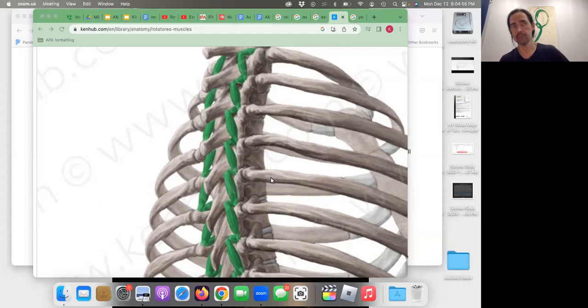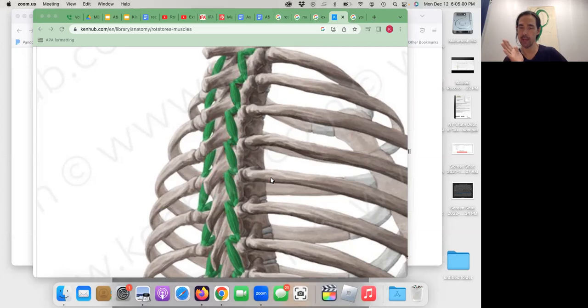So whenever they define something, they always define the normal and the abnormal, right? So the definition of normal joint, normal muscle movement, sorry, let me start over.